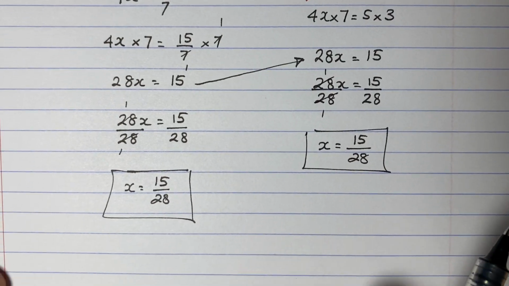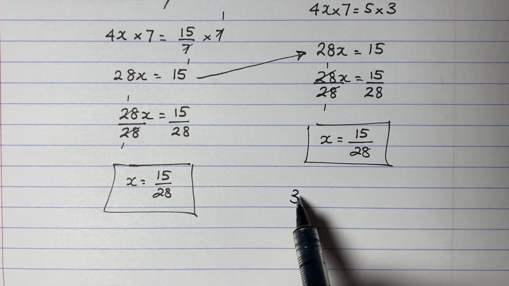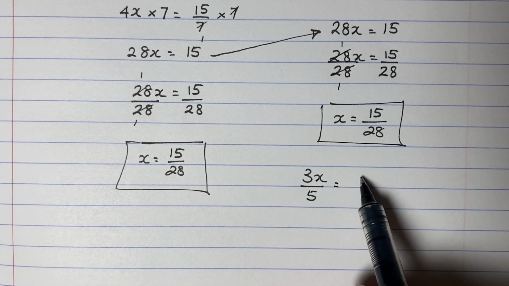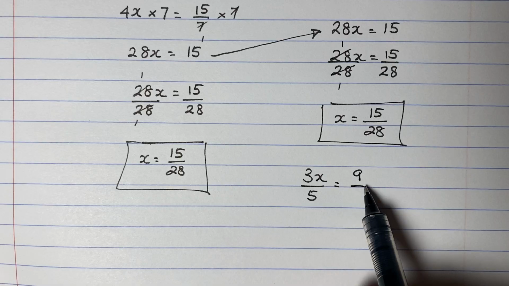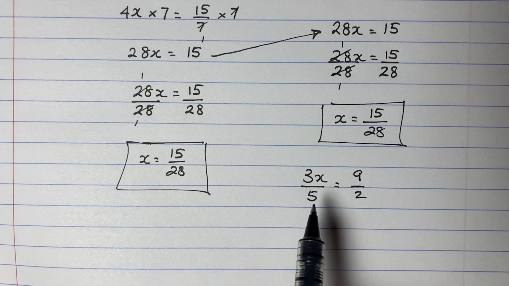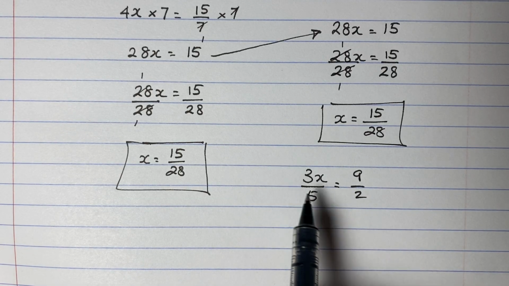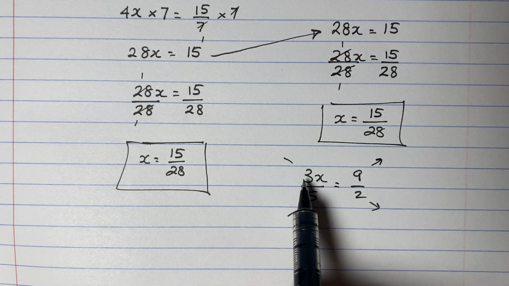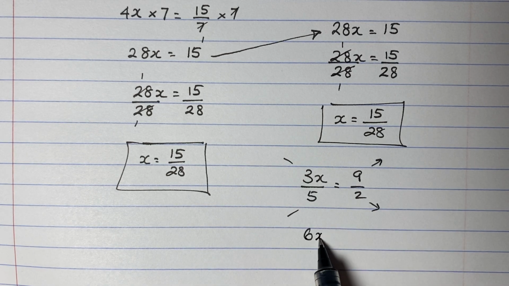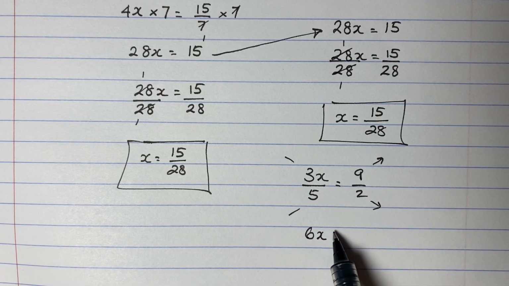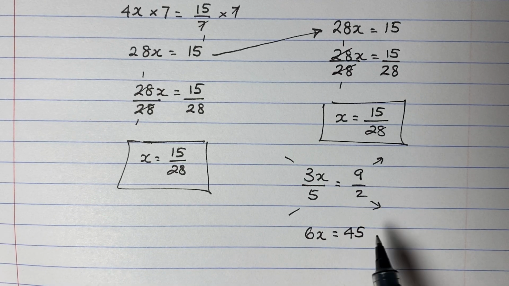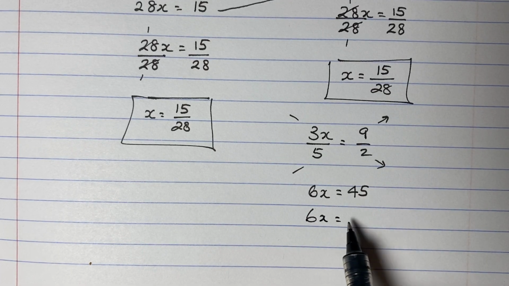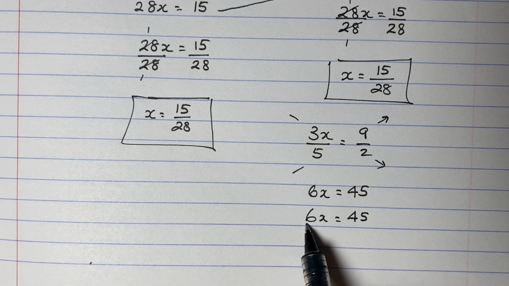Let's do one quick one here. 3x over 5 equals, say, 9 over 2. I want to find x. Cross multiply. 3x times 2, 6x. 5 times 9, 45. You see, I got almost to the end of the question. Write it again and divide both sides by 6.